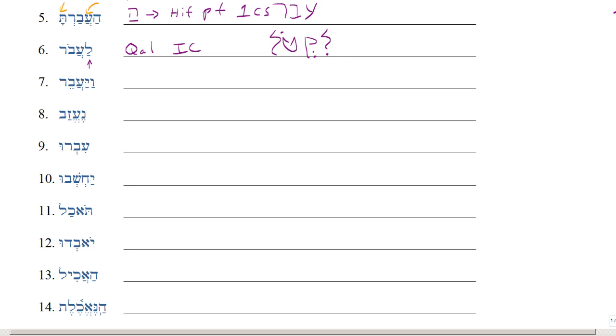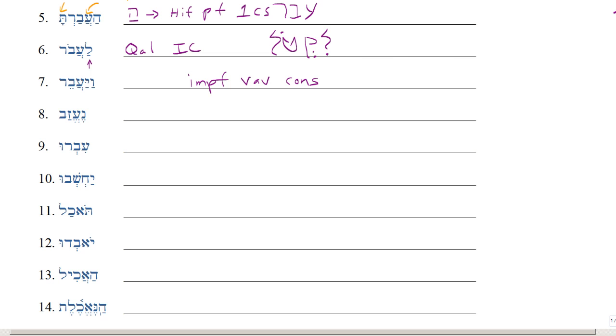Number 7 is a little more interesting. We've got vayya'aver. Notice our vav consecutive here. We have the vav with the patach, a yod with the doubling. That tells us that we have some kind of imperfect, and so we know it's an imperfect vav consecutive. The question is, what kind of imperfect? What's our stem?